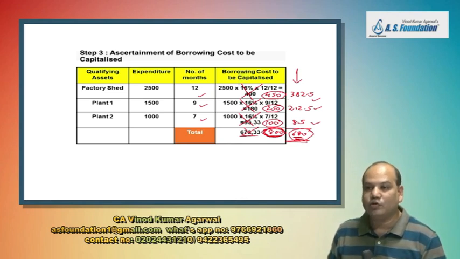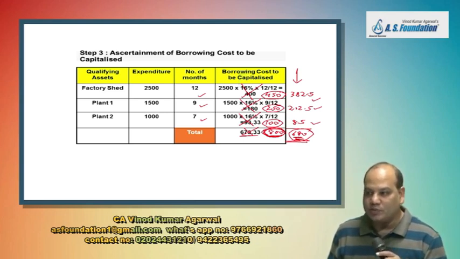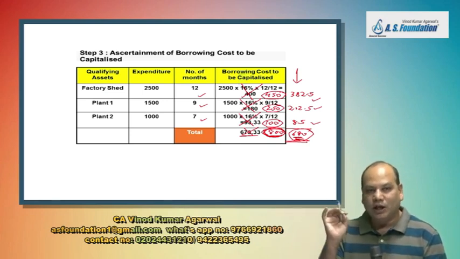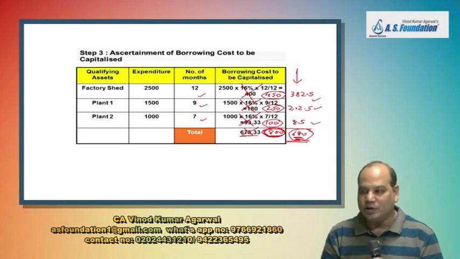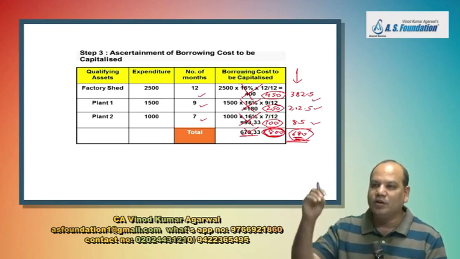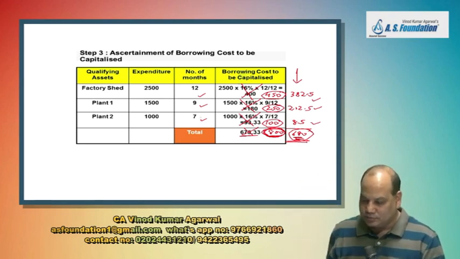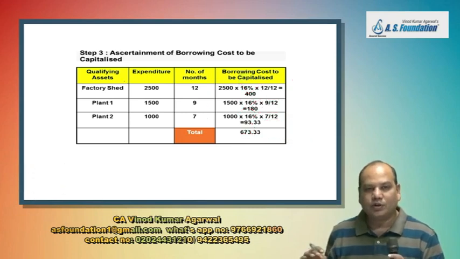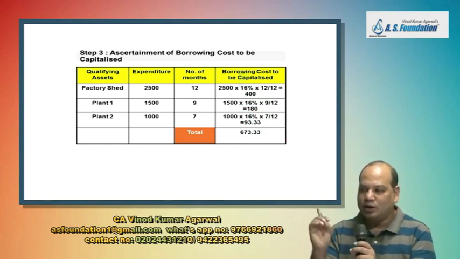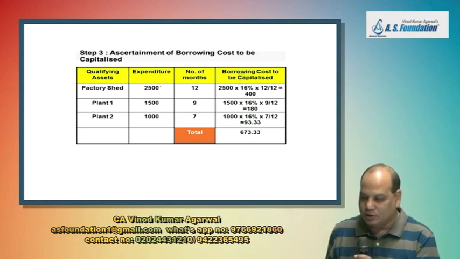This problem will arise only in case of general borrowing. This problem will not arise in specific borrowing. In specific borrowing, whatever is your specific borrowing cost after deducting the income from temporary surplus will be fully capitalized over that specific asset. Okay. No calculation is involved in specific borrowing. Just compute the borrowing cost minus temporary income, and that amount will be capitalized over that particular asset.